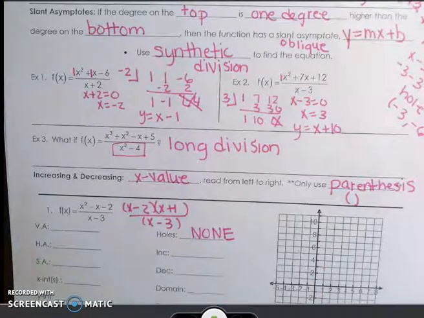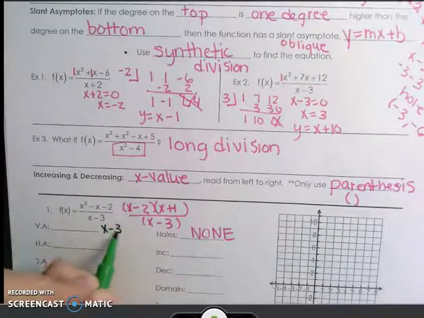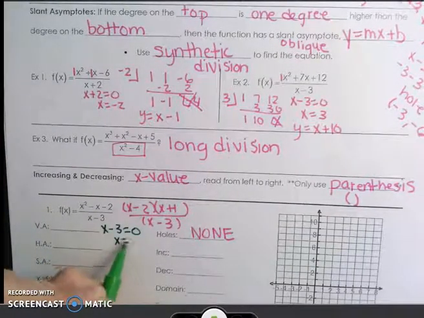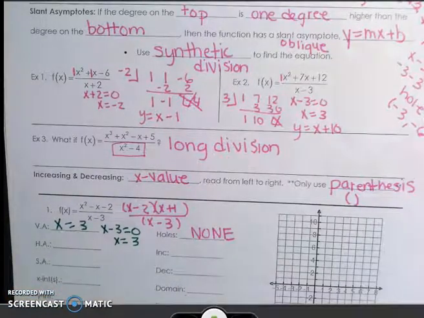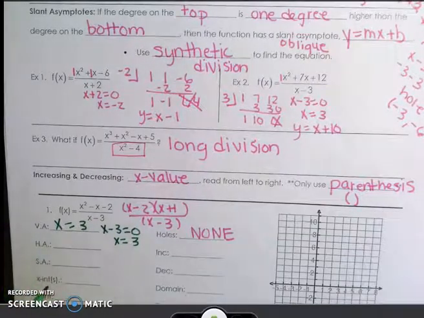Good. Alright, then the first step would tell you to find the vertical asymptote by setting the denominator equal to 0 and solving. So x minus 3 equals 0, which means x equals positive 3. There's that answer.